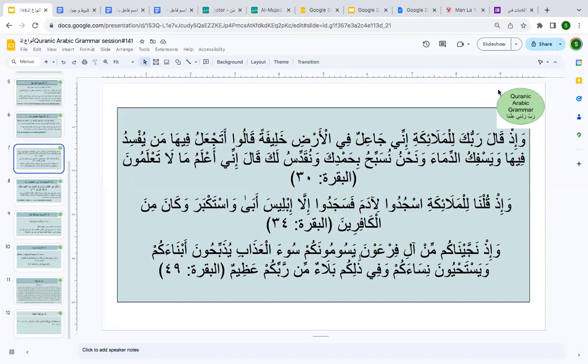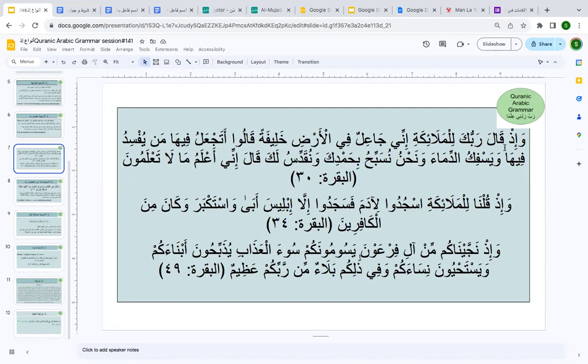Okay, so remember, your maf'ul fihi is going to be the time and place of any action. If you see any zarf, any word that has to do with time and place, but it is not telling you when or where the action happened, do not automatically write maf'ul fihi for it. Look for some other maf'ul.